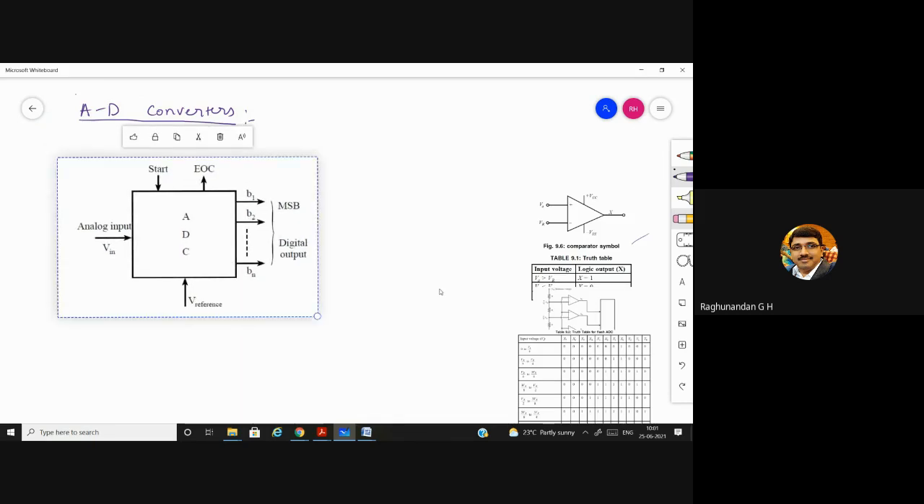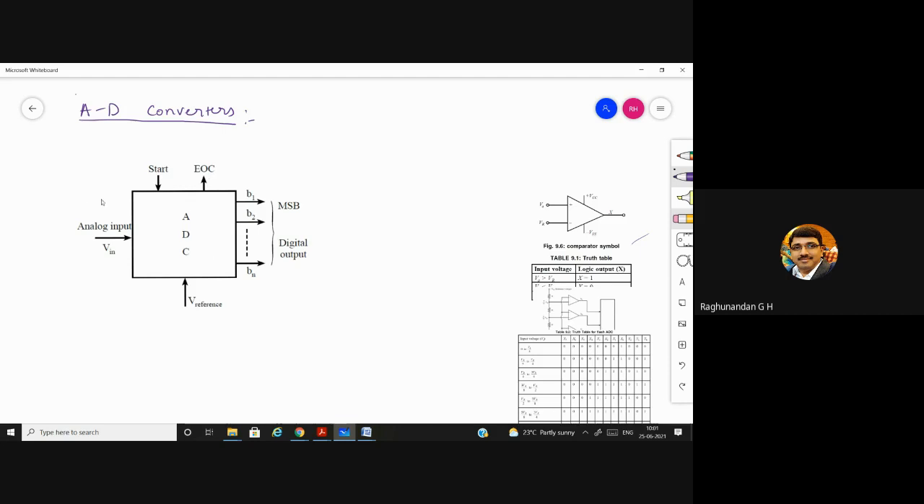In the last class we discussed about digital to analog. Today's class we'll discuss about analog to digital converters. Basically, analog to digital converters rely on the comparator circuit. It will be considering a comparator circuit, and based on that it is going to compare and going to consider whether it is 1 or 0.